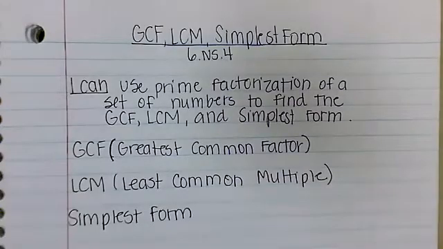So today we're going to talk about GCF, LCM, and simplest form. The standard is 6NS4. Your I can statement is, I can use prime factorization of a set of numbers to find the GCF, LCM, and simplest form.